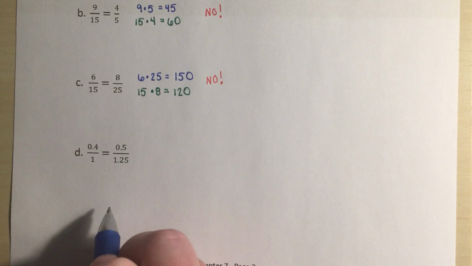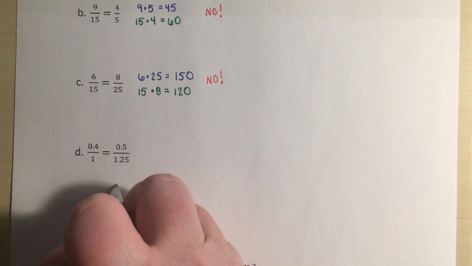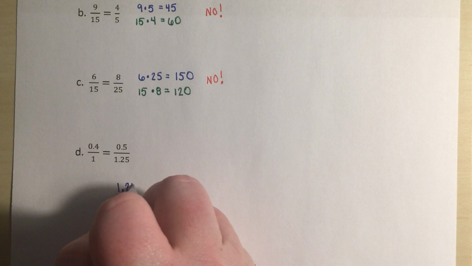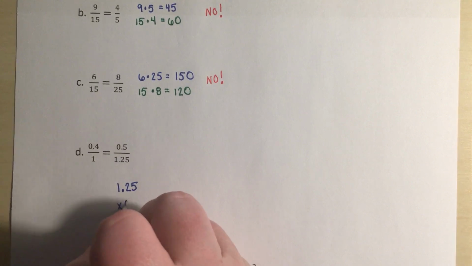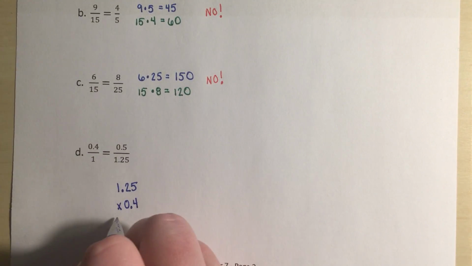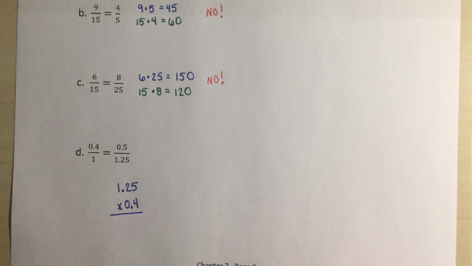I'm going to use this area at the bottom of my paper as scratch paper. So I'm going to take 1.25 times 0.4. It doesn't matter how we set up our multiplication. You can put whichever number on top, whichever on the bottom. I usually do the one with the most digits on top and the other one on the bottom. Notice that our decimal points don't have to be lined up. We don't really care about that.